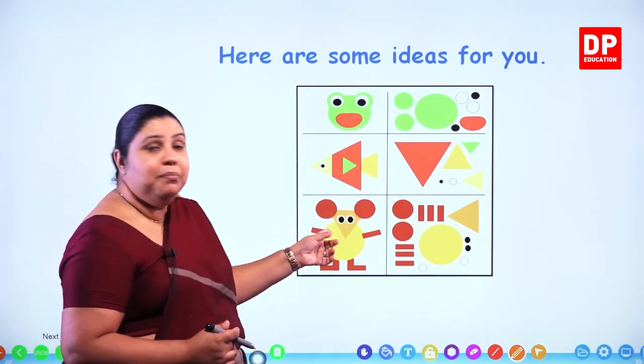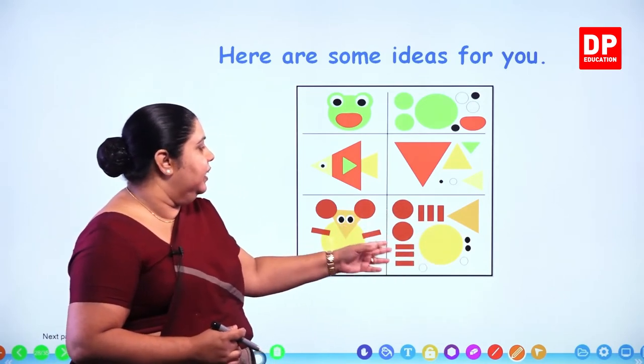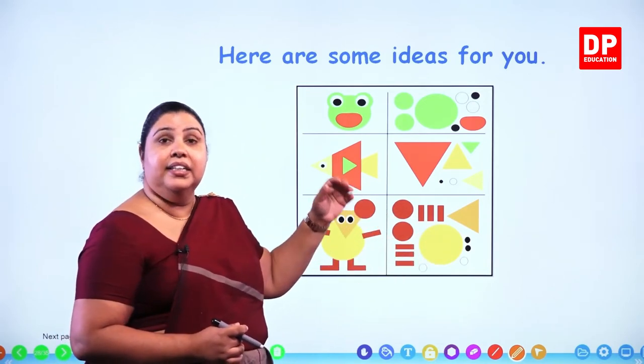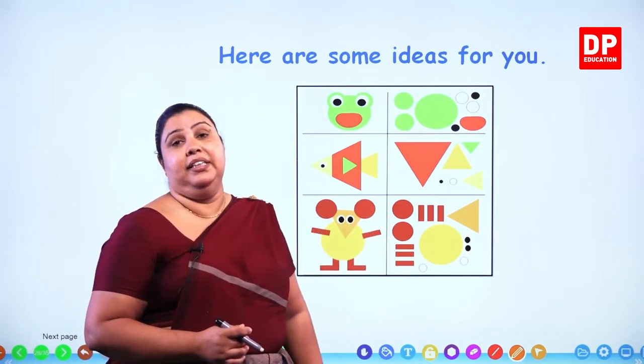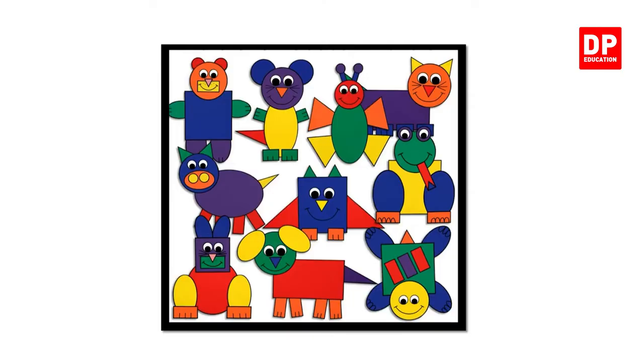Next, we have a little mouse over here, a rat. You can use the shapes, circles, triangles, rectangles and all that. And you can make this little rat, the mouse over here. Then the next one, here are some more ideas for you.